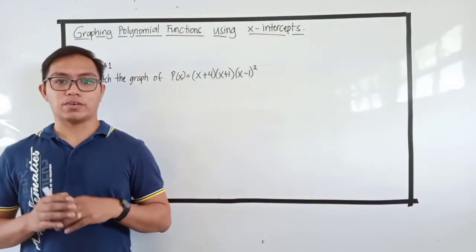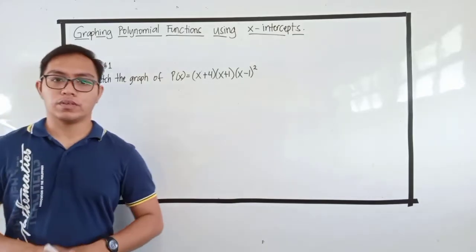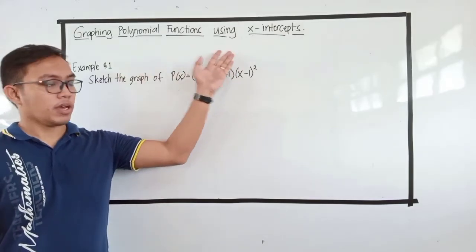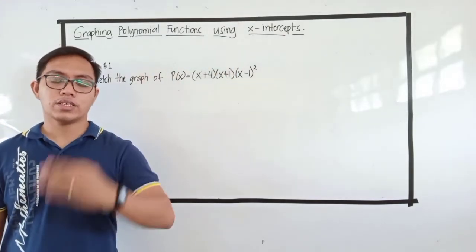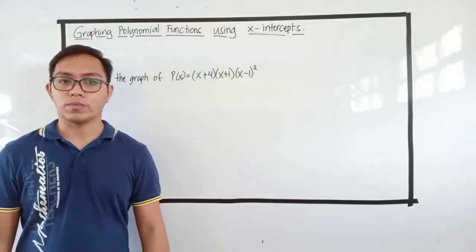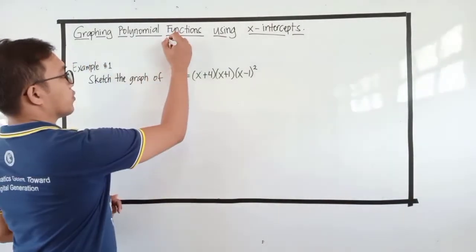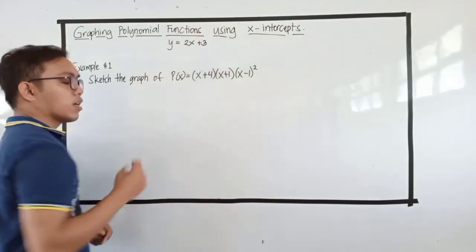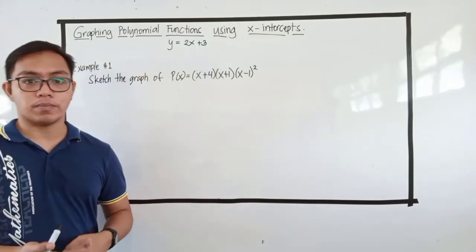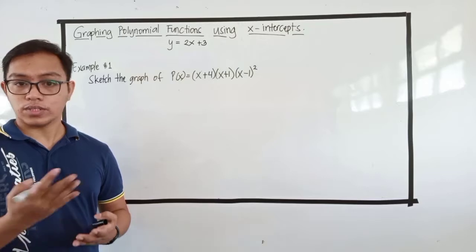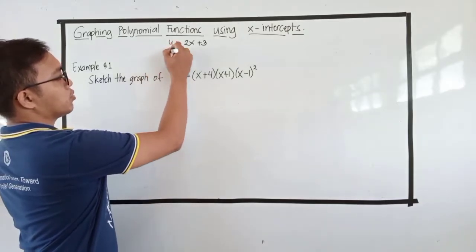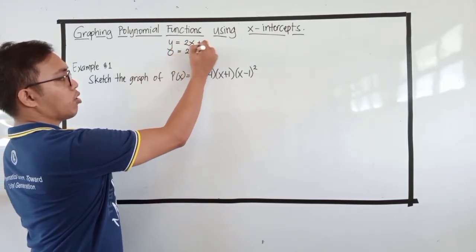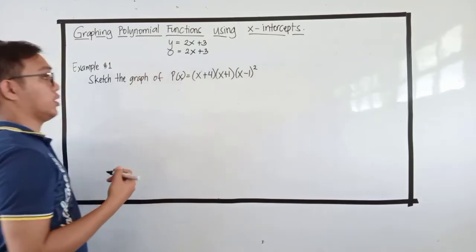Let's proceed to the second part of our video. It is graphing polynomial functions using the x-intercept. Before we proceed, the x-intercept is the value of x when the value of y is 0. For example, we have a given equation y equals 2x plus 3. If we're asked to find the x-intercept, we simply equate y to 0 and solve for the value of x here.